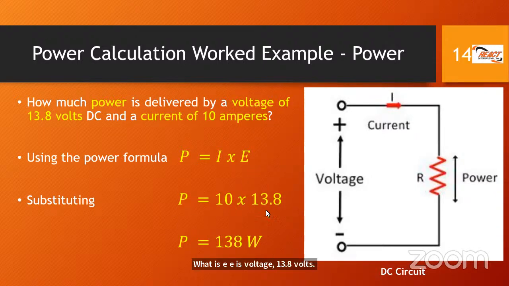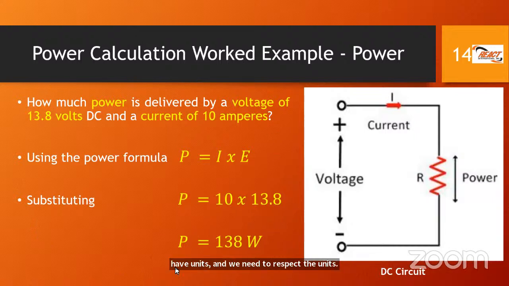So we end up with a straightforward equation. P is equal to 10 multiplied by 13.8. We might be able to do that in our head. We may need to use a calculator. When you multiply that out, you get P is equal to 138. But 138 what? Yes, 138 watts. So again, certain things have units, and we need to respect the units. So it's P is equal to 138 watts.